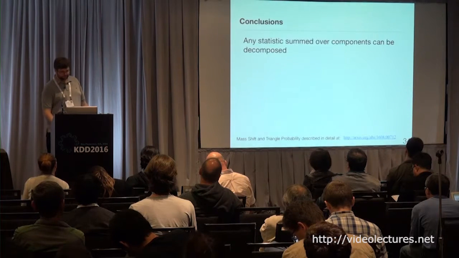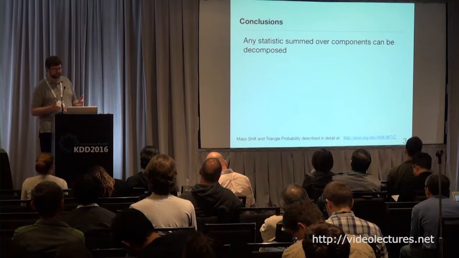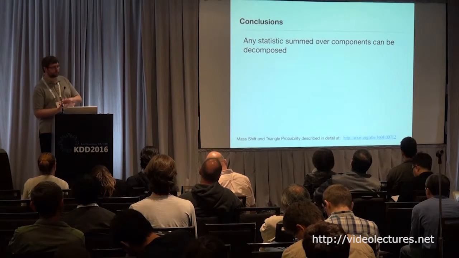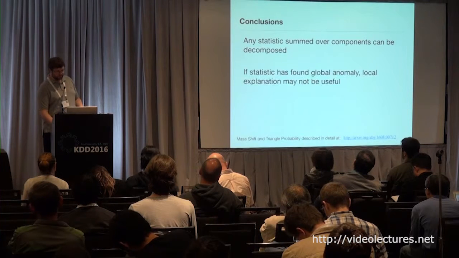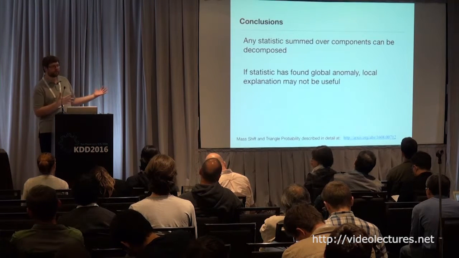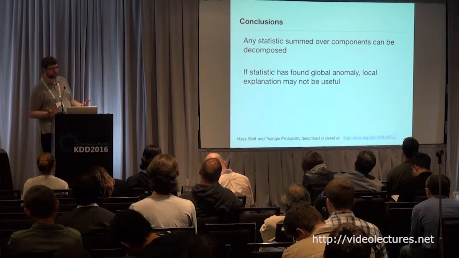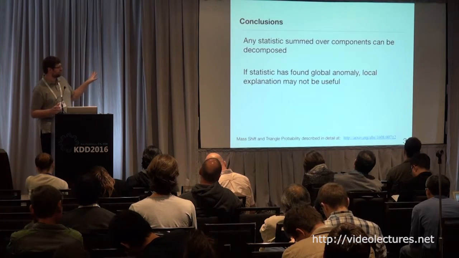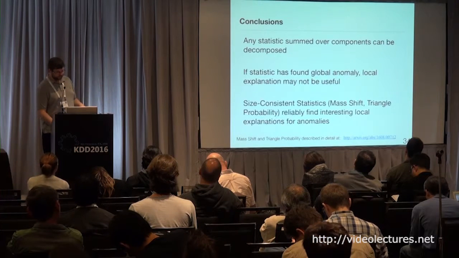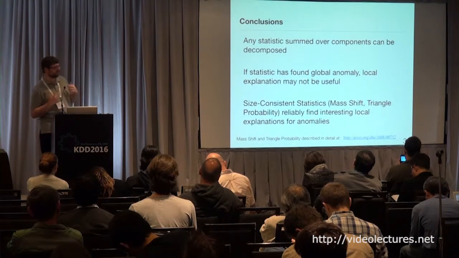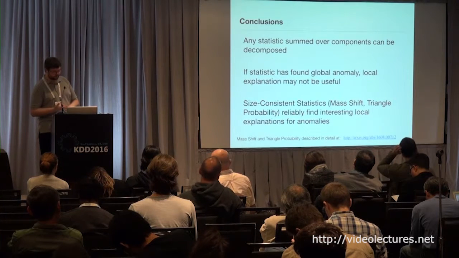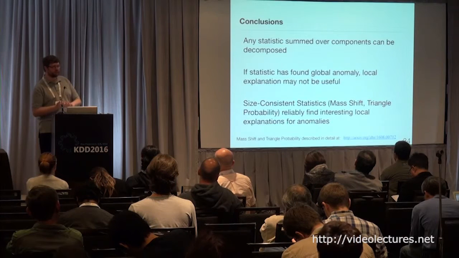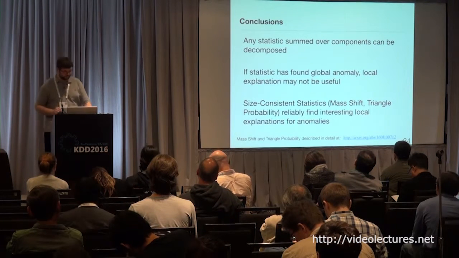All right, in conclusion, we demonstrated this method of decomposing a summed statistic in order to find local explanations for the anomaly. However, we showed that not all statistics that decompose provide good local explanations. You want to avoid using statistics that find global anomalies. And we also demonstrated that the two statistics that we introduced in other work are pretty reliable at finding good local explanations of anomalies.